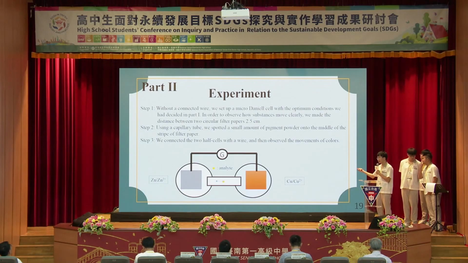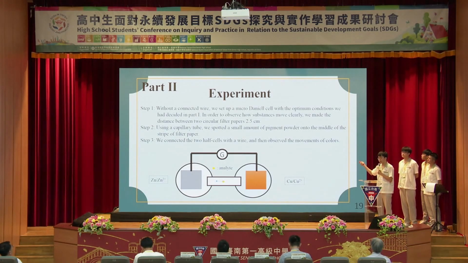And next, this is the schema of part 2. First, to help us observe the movement of the currents, we change the distance between the 2 circular filter papers to 2.5 centimeters. And then we use a capillary tube to spot a small amount of the pigment onto the middle of the sheet of filter paper.